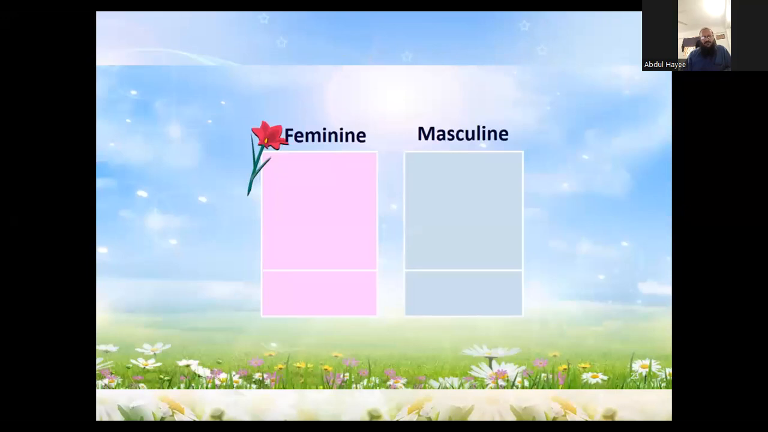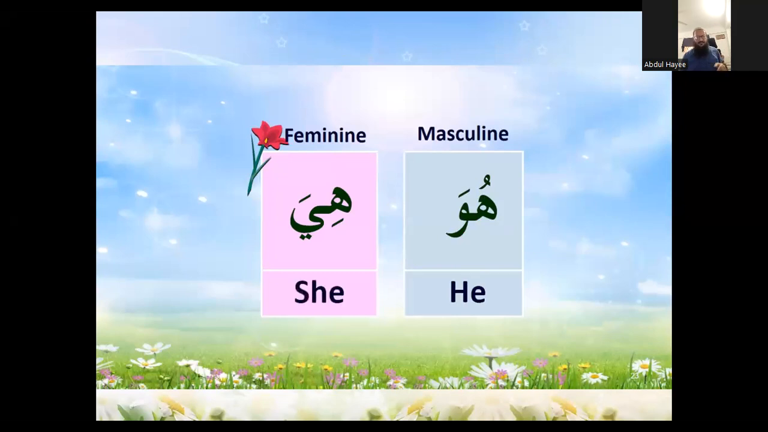Now we have masculine and feminine. For masculine, I say huwa. Huwa means he. If I say hiya, what does it mean? She. Because the feminine of masculine is she. He is she. In Arabic, huwa and hiya.